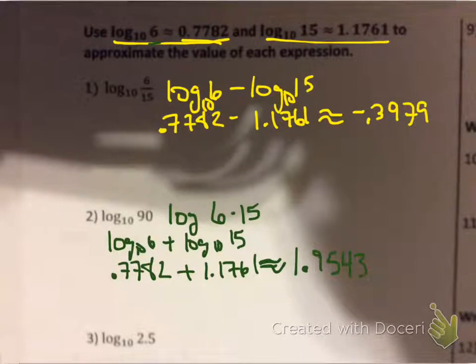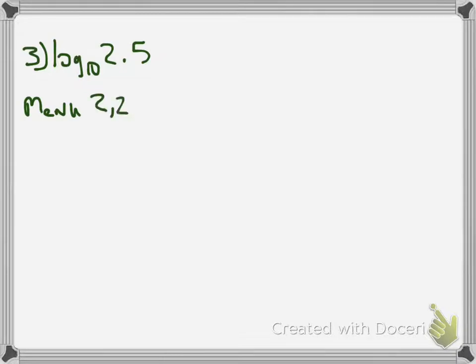All right, so the rest of them I can kind of tell you without having to take a picture. So let me go through the next step. All right, so for number 3, I've got log base 10 of 2.5. Okay, so if you use the calculator and go menu, and then press enter, it will tell you that 2.5 is 5 over 2. So this is log base 10 of 5 over 2.